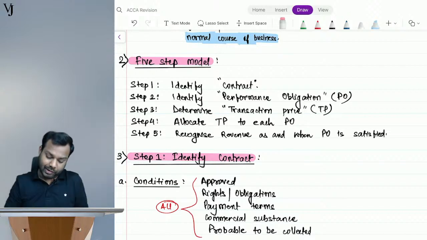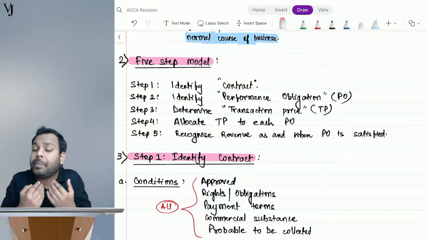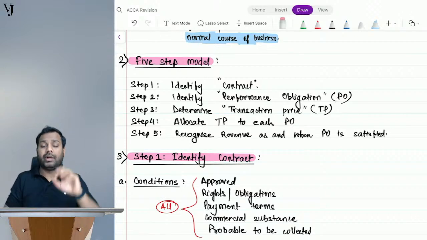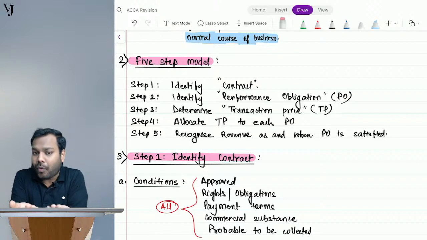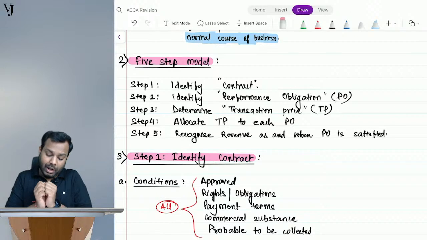Now see, read step 1. Identify whether the contract exists or not. Second, identify performance obligations. What are the promises made by you to the customer? Now third step. For these promises which you have made to a customer, what is the amount that you are supposed to receive? Now step number 4.